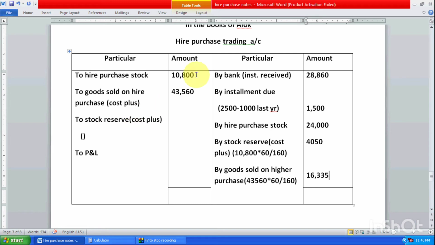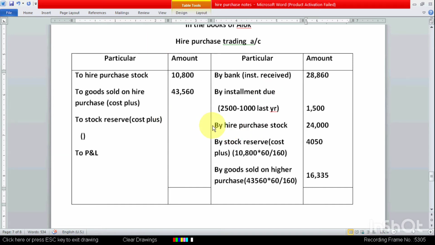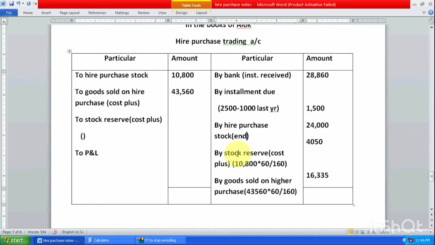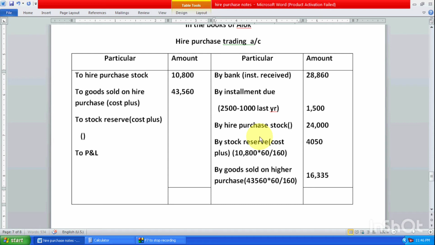So here, stock reserve. Why are we writing stock reserve? Because there is a closing stock of 24,000 here. This closing stock entry we have to write on the debit side, opposite of the cost plus entry, but the cost plus entry we have to write on the debit side. What is cost plus? At the time of sending from the vendor, an amount is added extra, so that money we are removing from the original amount, and that is known as cost plus.